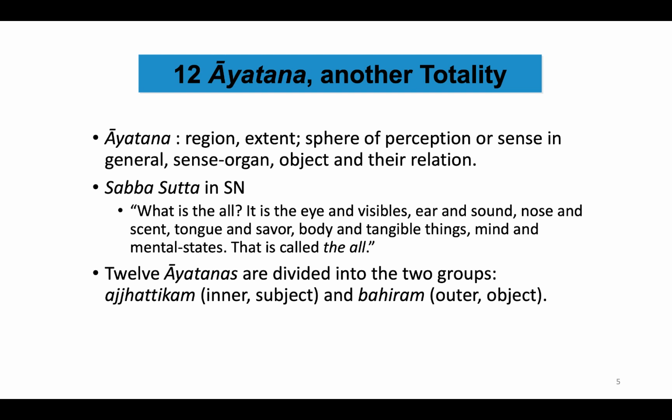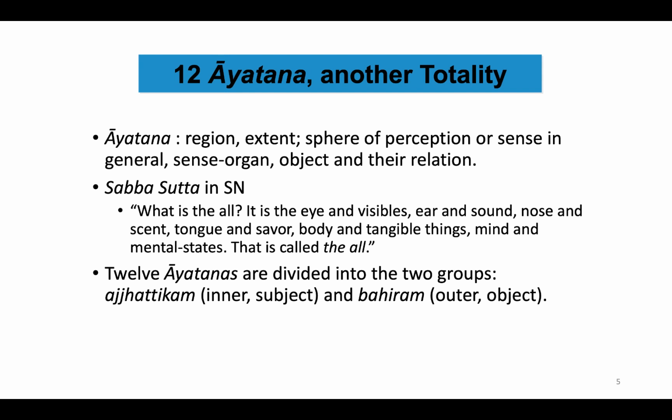Another member of Triad is Ayatana. Ayatana also include all physical and mental phenomena of human experience. The literal meaning of Ayatana is region, sphere, and extent, and it connotes spheres of perception or sense in general, such as sense organ, object, and their relation. The main reason that Ayatana implies another totality comes from Sava Sutta in Samyutta Nikaya. What is the all? It is the eye and visible, ear and sound, nose and scent, tongue and savor, body and tangible thing, mind and mental state. That is called the all.